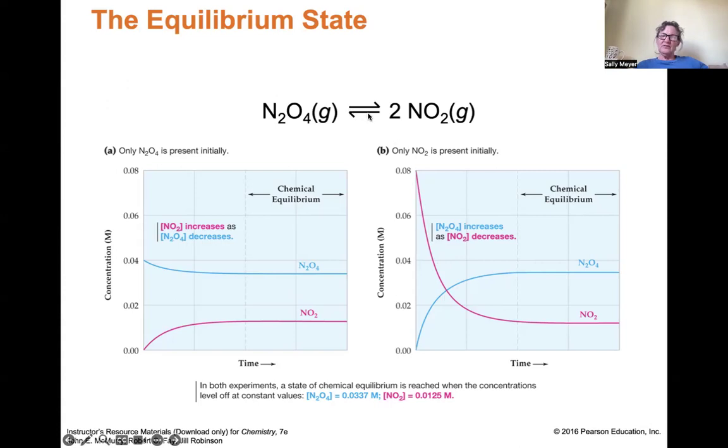When you think about these double arrows, we want to stop thinking about reactants and products because the reaction can go forward and it can go backwards. In each case, we'll look at the point at which the concentration stopped changing. On both sides, you can see the concentration stops changing for N2O4 at about maybe 0.035, and the concentration of NO2 is about 0.015. We'll see in a second that the ratio is what stays constant.